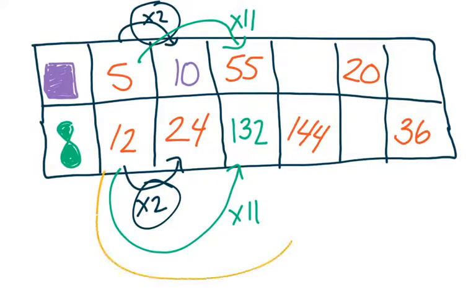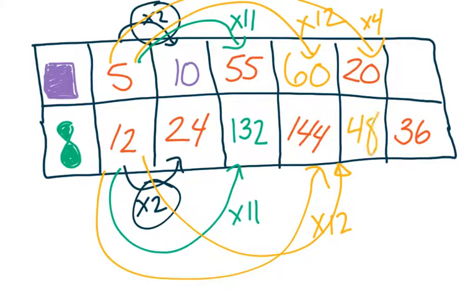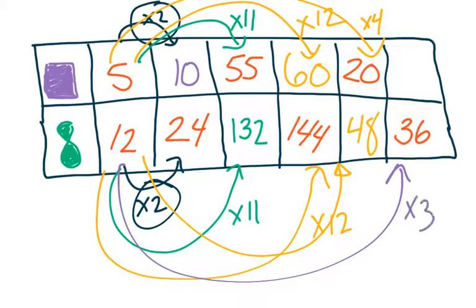The next column I have 12 jumping to 144. I know 12 times 12 is 144, so I have to do 5 times 12, which will give me 60 for this next box. Then I'm looking at 5 times something that equals 20. 5 times 4 equals 20, so I have to do 12 times 4, which would give me 48 in this missing box. And lastly, 12 times something equals 36, that would be times 3. So I'd have to do 5 times 3 equals 15 in this box.